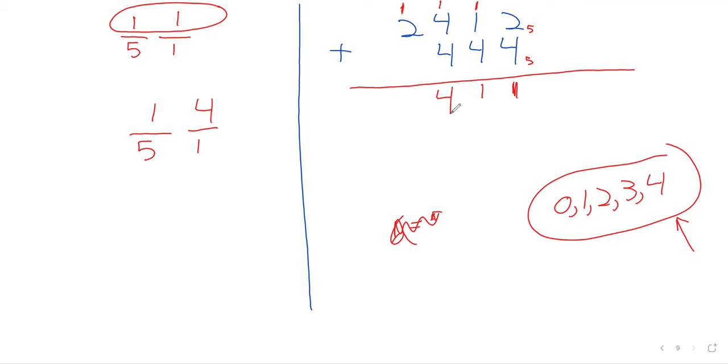And 2 plus 1 is 3. And 3 we are allowed to write down. It's an allowable number. So we've done this addition and gotten our answer in base 5. And of course, the answer in base 5 is the same as the answer we got when we were doing addition in base 10. It's just written differently.